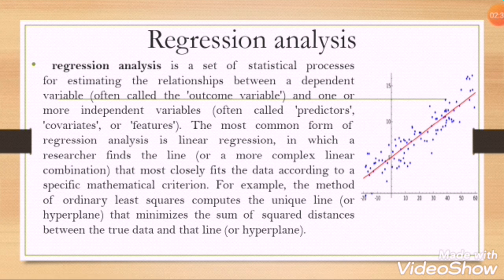For example, the method of ordinary least squares computes the unique line, or hyperplane, that minimizes the sum of squared distances between the true data and that line or hyperplane.